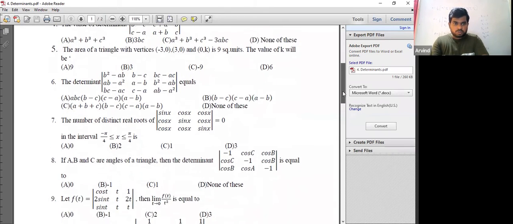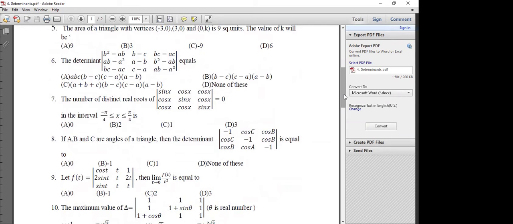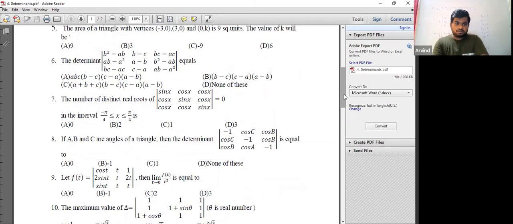Okay, let's go to the seventh one. The number of distinct real roots of the determinant in the interval mentioned. So we have to consider minus pi by 4 to plus pi by 4. So that is the interval, minus pi by 4 to plus pi by 4.